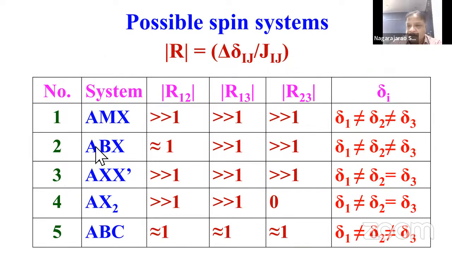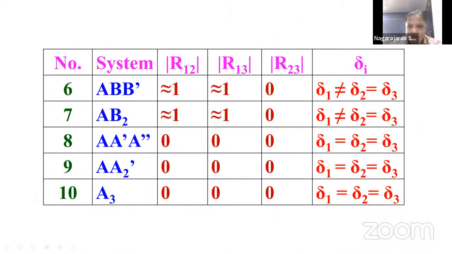And each of them I have given you here. Chemical shift. For example, AMX, chemical shift 1, 2, or 3. A, M, and X are different. ABX, again they are different. AX, X', if you consider, 1 is different from 2 and 3. 2 and 3 are the same. Like that, various combinations you can think of.